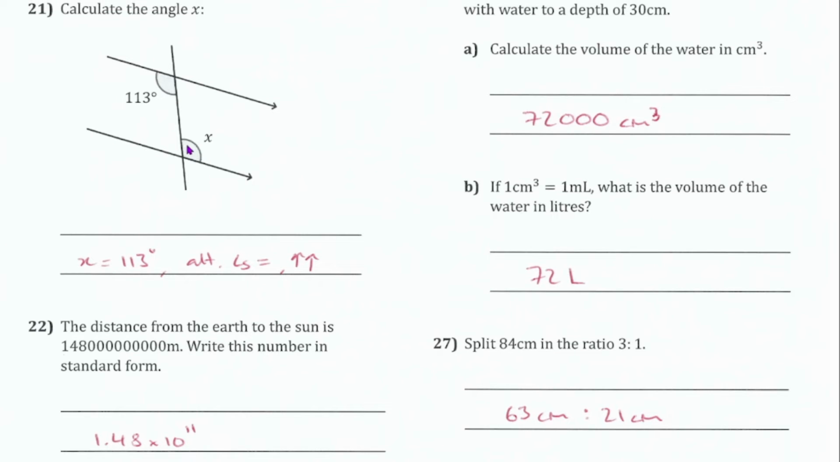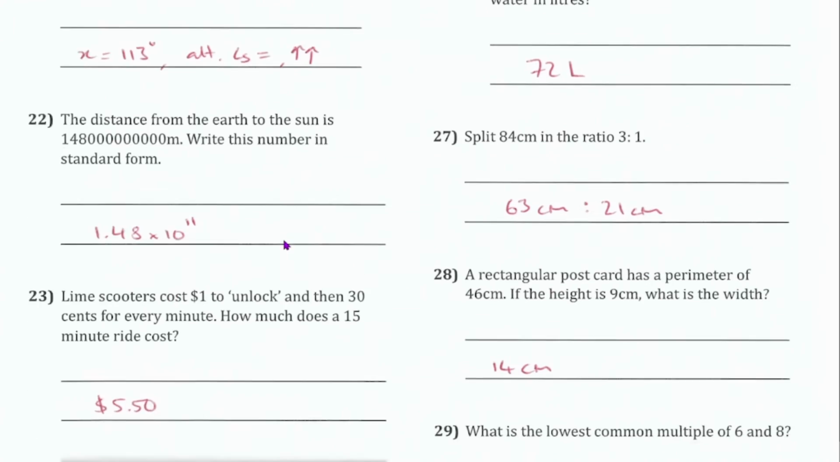For this one here, we've got alternate angles as our nice fancy rule. You can imagine sliding this up to here, and it would be vertically opposite this side here. So as a result, x is equal to 113 degrees, the same as that one there.